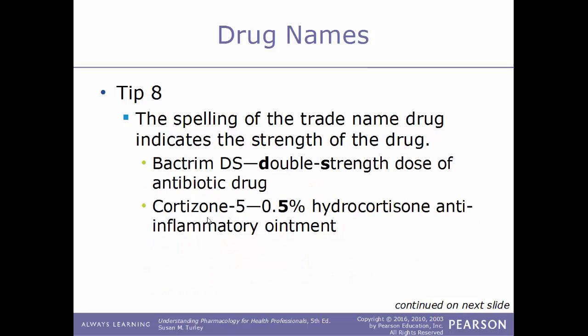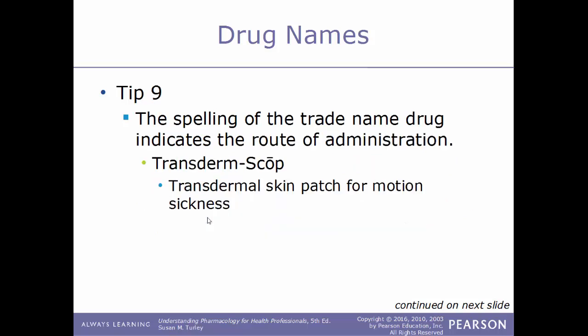Tip number 8, the spelling of the trade name indicates the strength of the drug. Bactrim DS, the DS stands for double strength. Cortisone 5, that 5 is a reference to the percentage of hydrocortisone. So it is a 0.5% hydrocortisone anti-inflammatory ointment. Tip number 9, the spelling of the trade name indicates the route of administration. Transderm Scop. Transderm is a reference to transdermal skin patch.